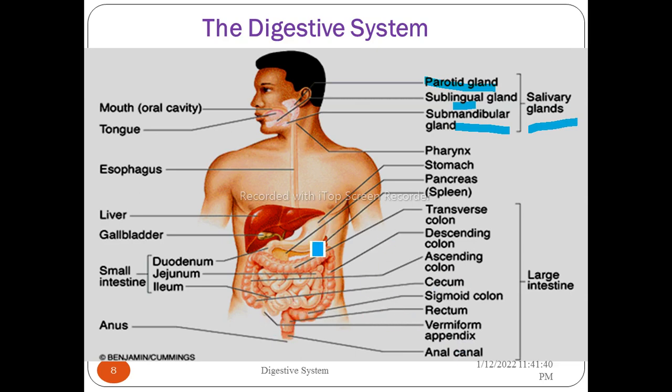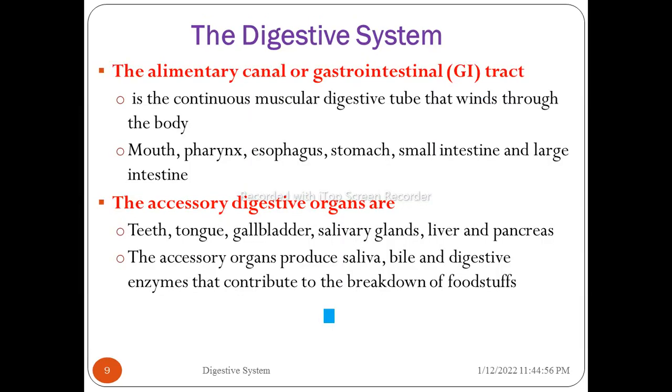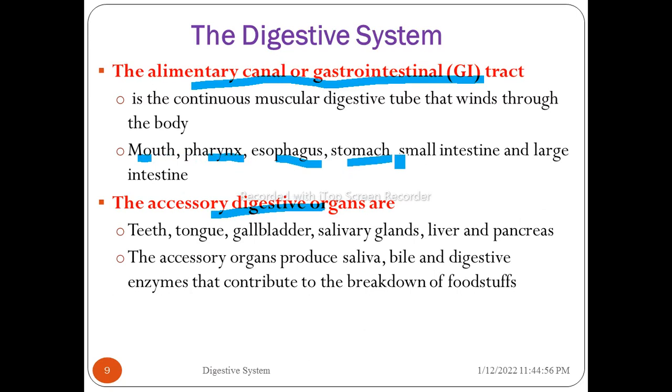So this is all about the gastrointestinal system. The digestive system or gastrointestinal system is divided into two: the alimentary canal or gastrointestinal tract, and the accessory digestive organs. The alimentary canal is a continuous muscular digestive tube that winds through the body. The alimentary canal organs are the mouth, pharynx, esophagus, stomach, small intestine, and large intestine. Accessory digestive organs are the teeth, tongue, gallbladder, liver, and pancreas.